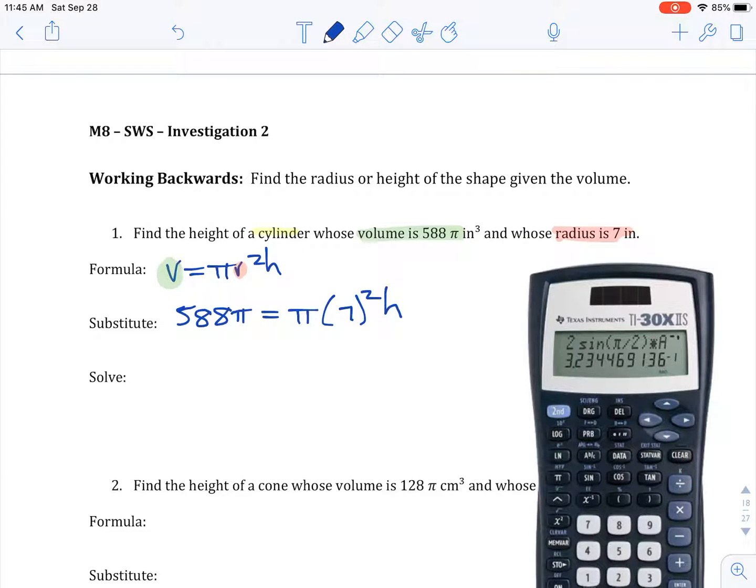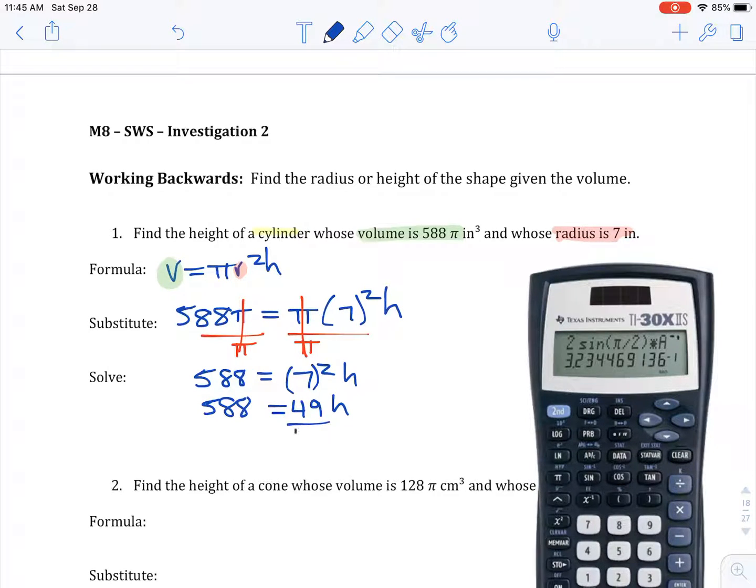Then we're going to just solve this equation for h. The nice thing is on both sides, we have a pi. So we can divide by pi on both sides to get rid of that. That makes our numbers a lot easier to work with because you won't have any irrational values being multiplied in there. So then we get 588 equals 7 squared times h. Now, 7 squared is 7 times 7, which is 49. So 49h equals 588.